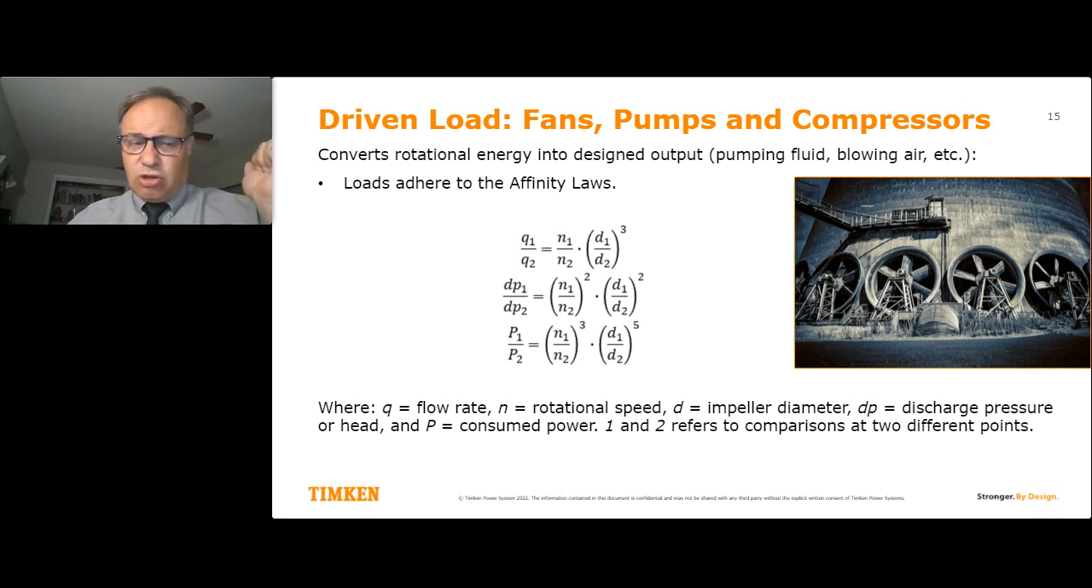I can also see that the discharge pressure or head is proportional to the square of the speed, and the power is proportional to the cube of the speed, which would already lead us into saying, well, if I can change the speed linearly, I will have a quadratic change in my pressure, but I will have a cubic change in my power. So the power will drop significantly. And that's what I want to do, use these affinity laws on the fans, pumps, and compressors to calculate what happens when I run the load at the reduced speed.